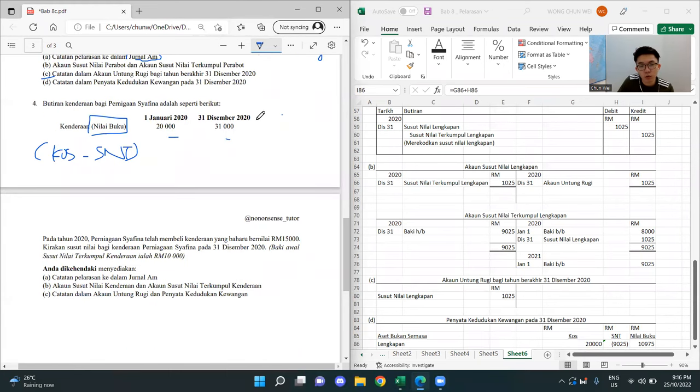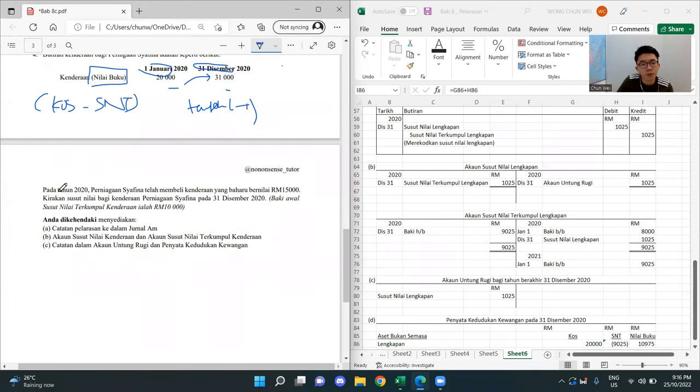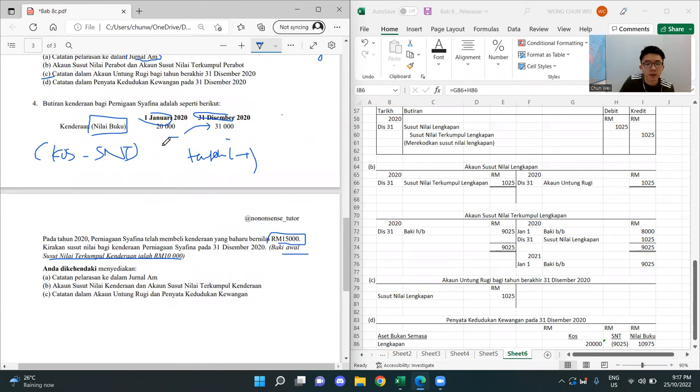Okay, you can see that from 1st January to 31st December, there is an increase, tambah. So what happens? Pada tahun 2020, perniagaan Syafina telah membeli kenderaan yang baru bernilai 15,000. Kirakan susut nilai bagi kenderaan perniagaan Syafina pada 31st December 2020. So the baki awal for SNT is 10,000. So how do we do this? They give you the baki awal 20,000, the baki akhir 31,000, and then they tell you that kita beli kenderaan yang baru for 15,000.